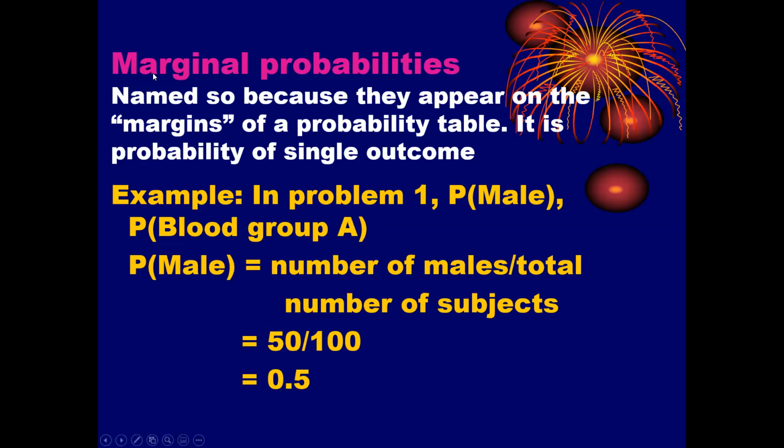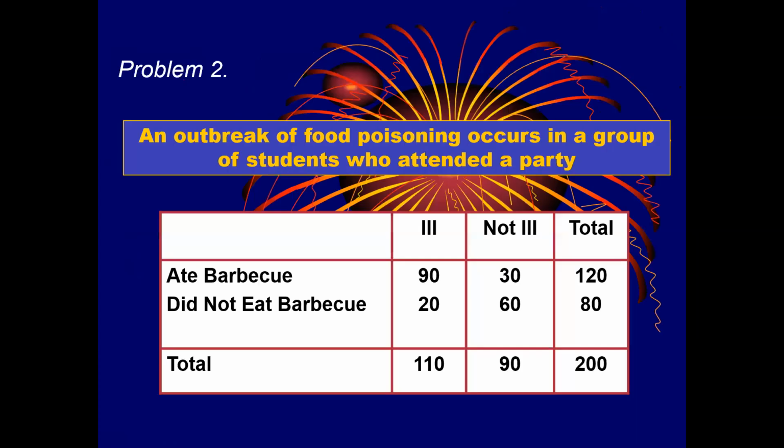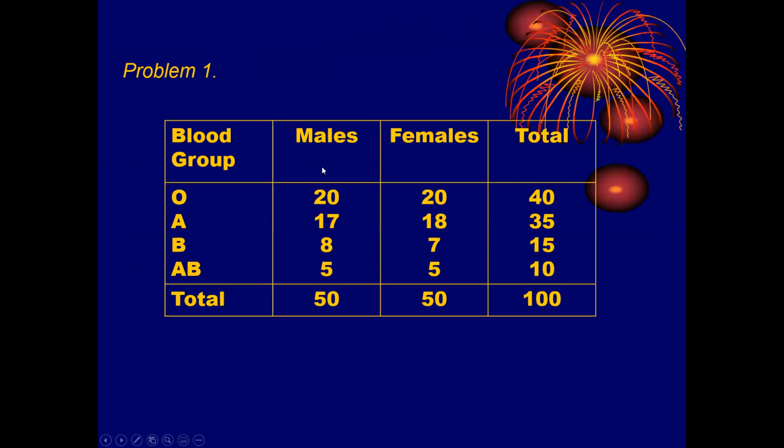Now I want to talk about marginal probabilities. Let me give you the idea of marginal probability. I'm going to take you back to the table. Take a look at this table. We have two major variables in this table. The first variable is blood group, and the second variable is gender.